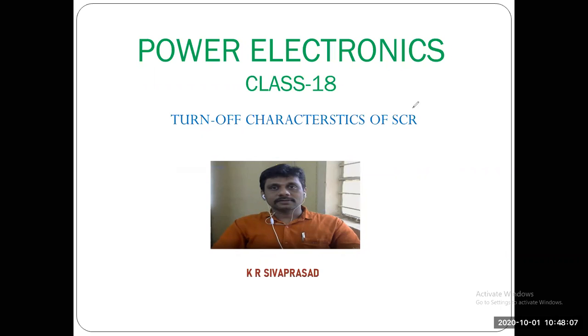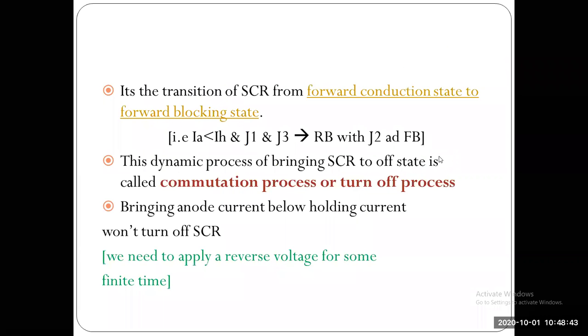What is the condition of turn-off process? To turn off the SCR, the anode current should be less than the holding current. That is the condition we require to turn off the SCR. How we turn off the SCR is by decreasing the anode current lower than the holding current. That process is the turn-off process. In the previous classes we discussed that concept, and now we will see further points regarding it.